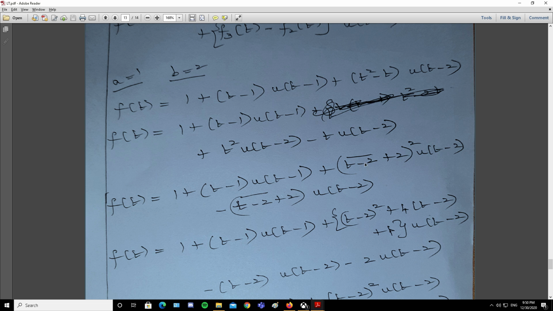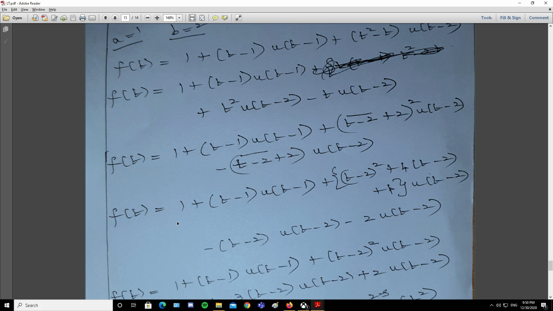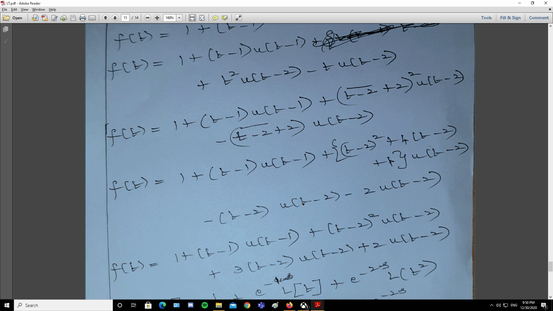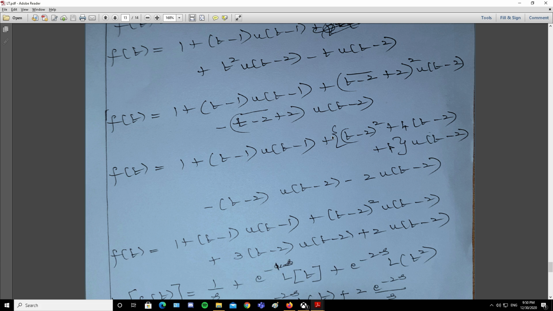So next step, this is (a plus b) whole square, so a square plus 2ab plus b square, and here this is split into two terms. So f(t) equals 1 plus (t minus 1) u(t minus 1) plus (t minus 2) whole square u(t minus 2) plus 4 times (t minus 2) u(t minus 2) plus 4 times u(t minus 2) minus (t minus 2) u(t minus 2) minus 2 times u(t minus 2).